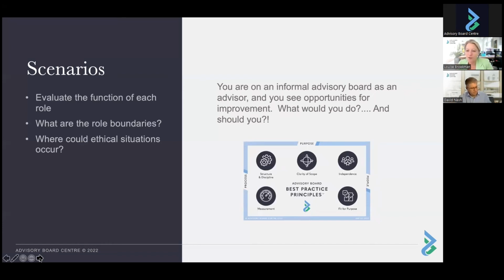You're on the informal advisory board as an advisor and you see opportunities for improvement. What would you do and should you do it?